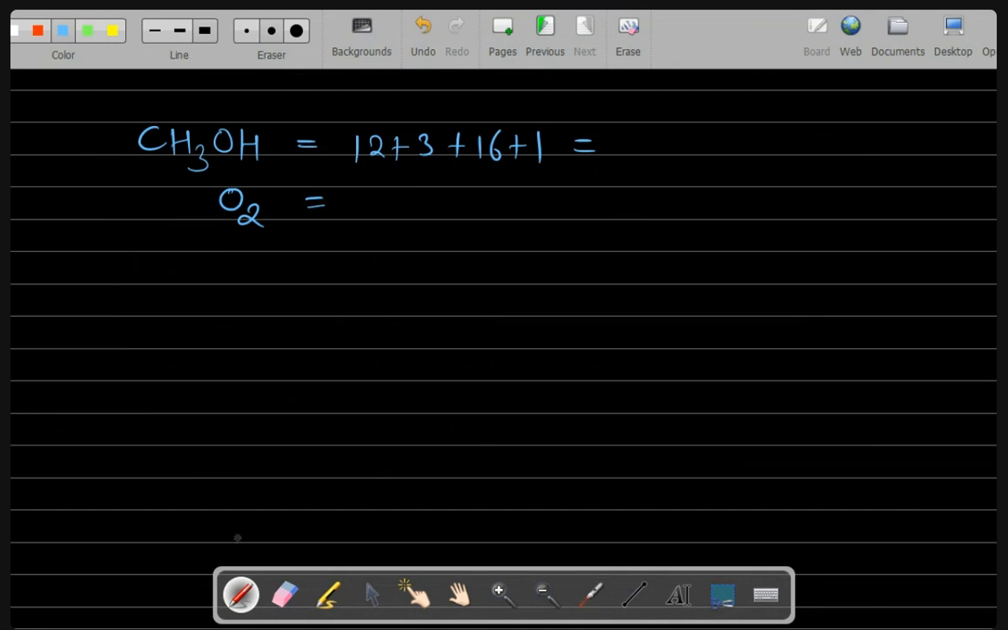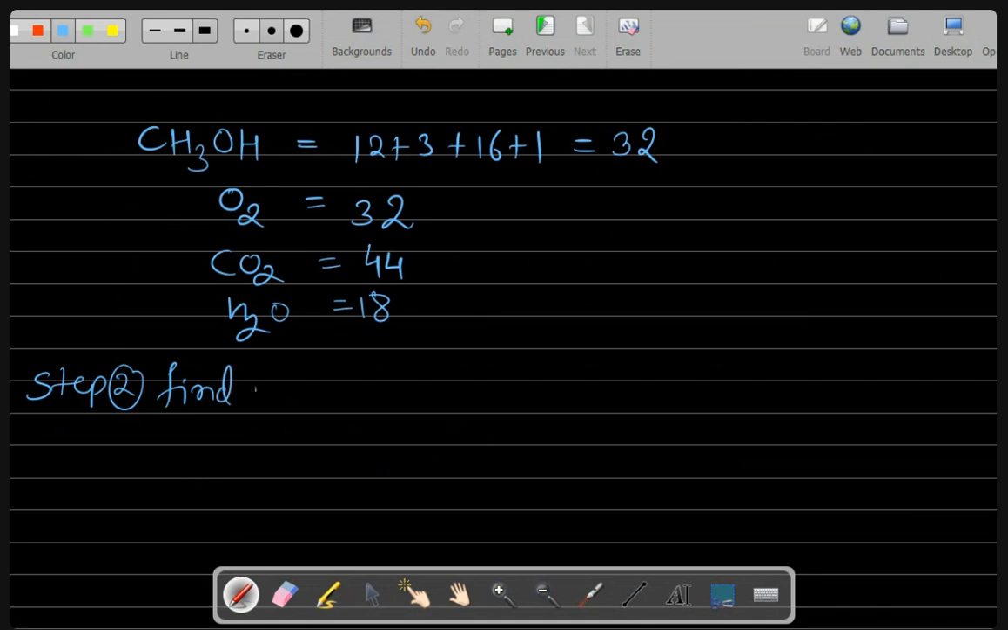First you should write the molecular mass for every reactant and product molecule. So how much molecular mass do we have for CH3OH? 32. Oxygen is also 32, right? And for CO2 it is 44, and H2O it is 18. Correct. Now step 2, find moles.